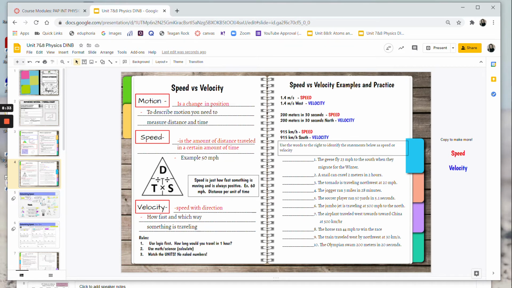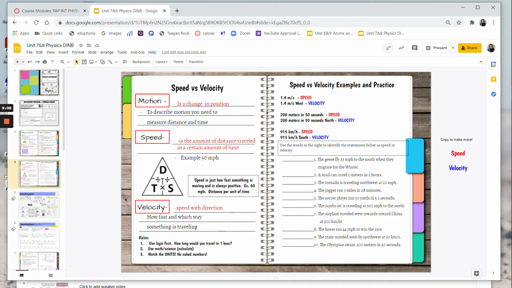Okay, now that we go over to this right-hand side, it has speed and velocity. So speed is 1.4 meters per second, while the velocity, you could change that and make it 1.4 meters per second west. Those are just some examples. So what you're going to do is you're going to use the words to the right, okay, right here, to identify the statements below as speed or velocity. Okay, so I want you to take some time and I want you to copy down which ones are speed and which ones are velocity.